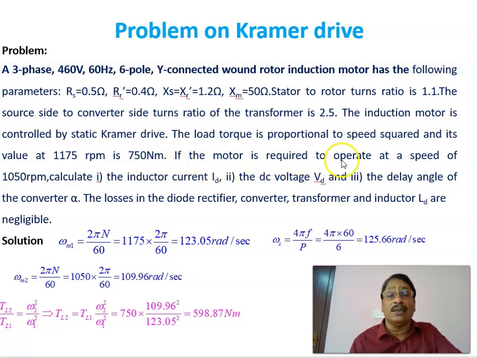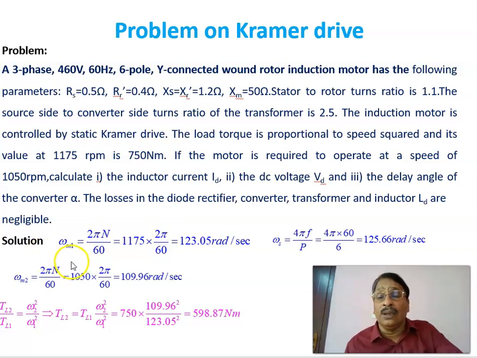If the motor is required to operate at a speed of 1050 RPM, calculate the inductor current ID, the DC voltage VD, that is VD1 and VD2, both are equal, and the delay angle of the converter, actually it's an inverter, firing angle alpha. The losses of the diode rectifier, converters, transformers and inductors are negligible. So this is the problem. Let us come to the solution.